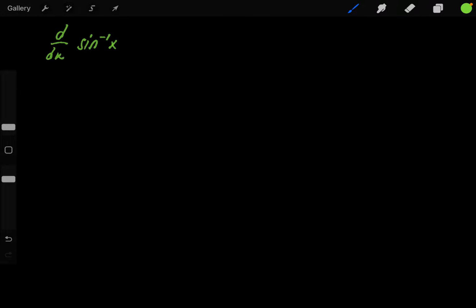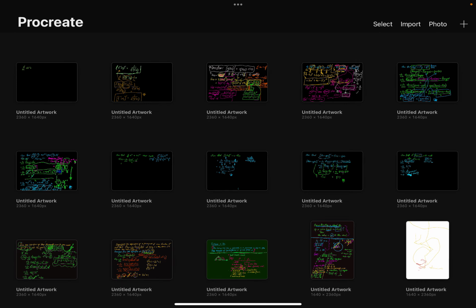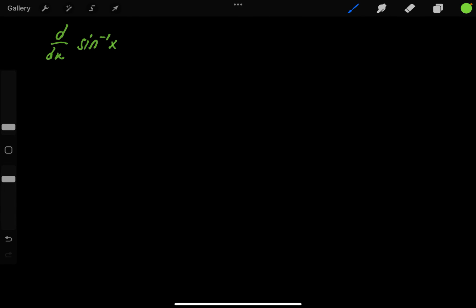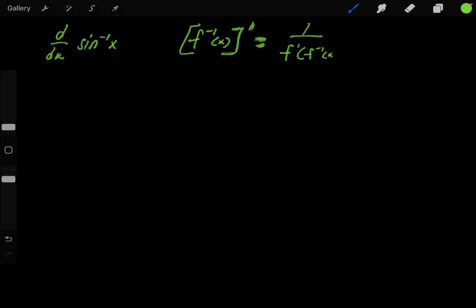Okay, so now we're asked to find the derivative of sine inverse. And we can use the result that we just showed, if you're not sure. You can use the fact that the derivative of the inverse of a function is equal to 1 divided by the derivative of the function with the inverse plugged in. So let's see how I use that here.